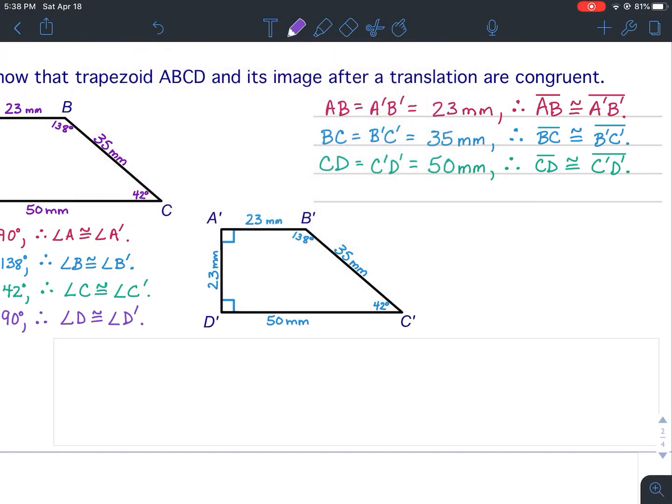Last but not least, you could either say AD or DA. Because I'm going around the figure AB, BC, CD, I'm going to say DA. You could do it either way, AD or DA. So DA, the length of DA equals the length of D prime A prime, which equals 23 millimeters. Therefore, side DA is congruent to side D prime A prime.